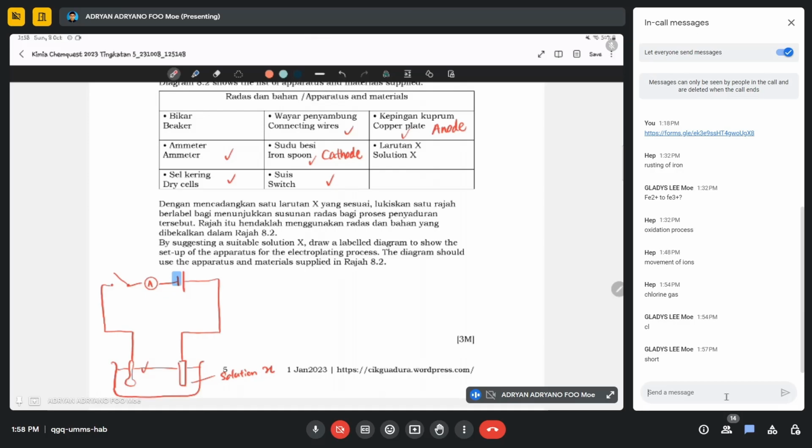But don't forget you must label. This is the iron spoon. Every diagram must have labels, so cultivate this habit: every time you draw a diagram, there must be labeling. This one is the dry cell, the wire, the ammeter, the switch, and this is the beaker. All labeled. You don't need to explain, because the question only says draw a labeled diagram, they didn't ask you to explain.